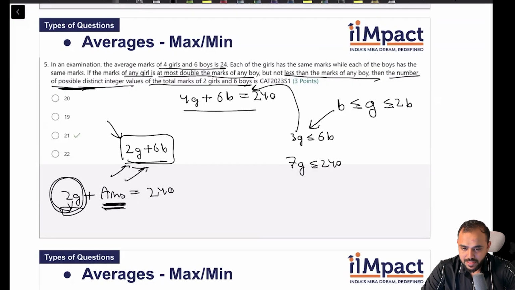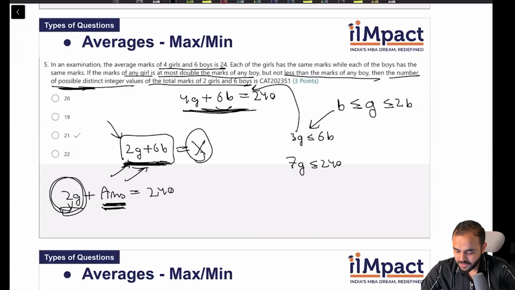Because I am replacing 2G plus 6B, it is not fixed. 4G plus 6B is fixed. 2G plus 6B is, let's say, X, which I have to find. So I am saying that 2G plus X is fixed, because X is what? 2G plus 6B.